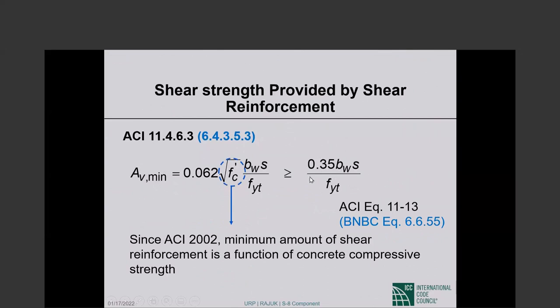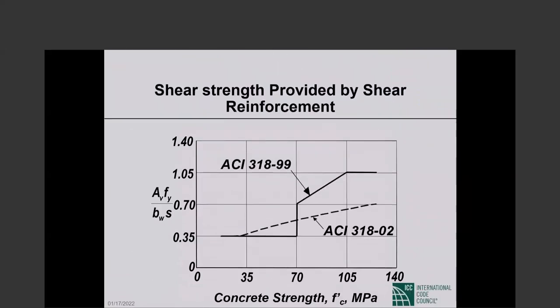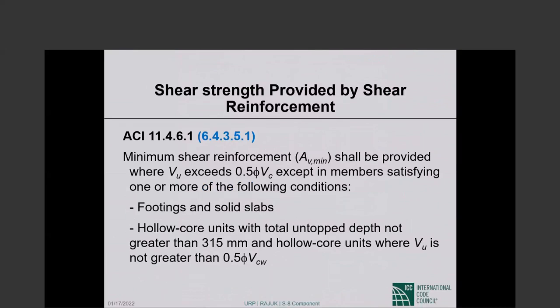Something close to the previous expression is now the lower bound. So since 318-02, minimum amount of shear reinforcement is a function of concrete compressive strength. So A sub v minimum is given by this expression, except that it shall never be less than that, irrespective of concrete strength. Okay, this I showed you and described to you already, so there is nothing more.